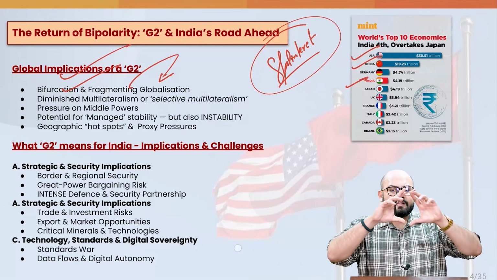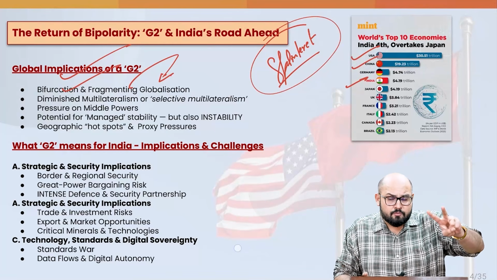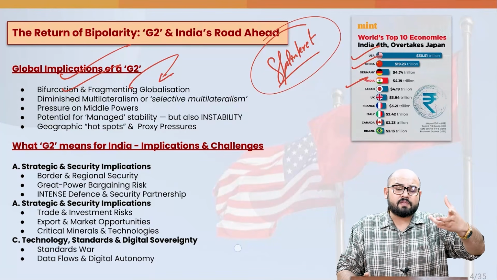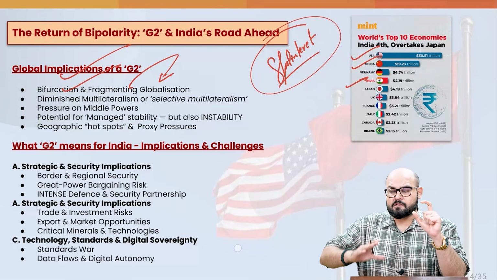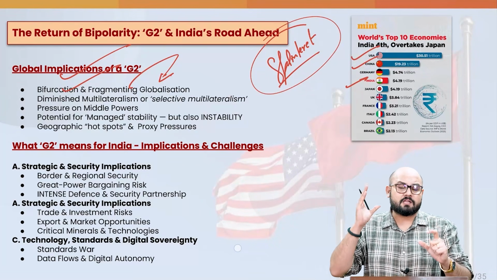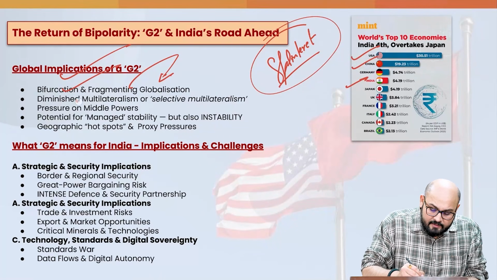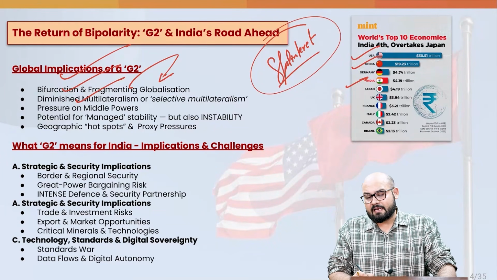But when we look at this particular aspect, when sometimes these two powers cooperate and, in most of the cases, they compete with each other, that is what creates a bifurcation with respect to the markets, with respect to the supply chain, with respect to technologies. Then we have diminished multilateralism or selective multilateralism.